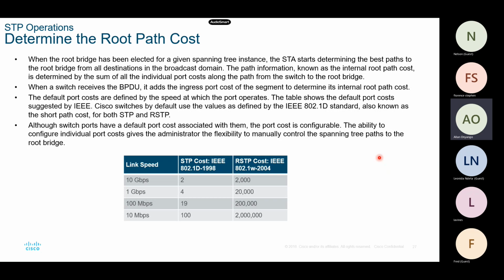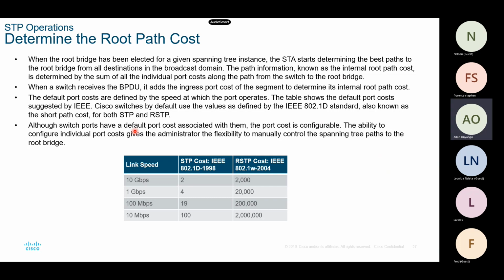So when the root bridge has been elected, the switches now need to start the election for the root path. We have what is called the path information, which is the internal root path cost, normally determined by the sum of all the individual path costs along the path from the switch to the root bridge.